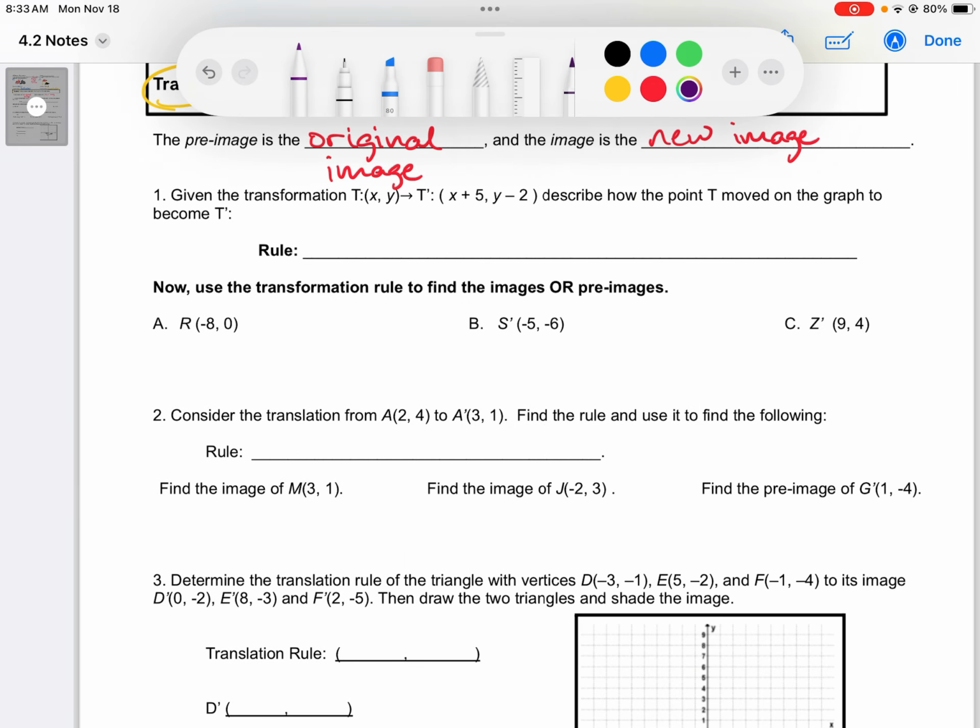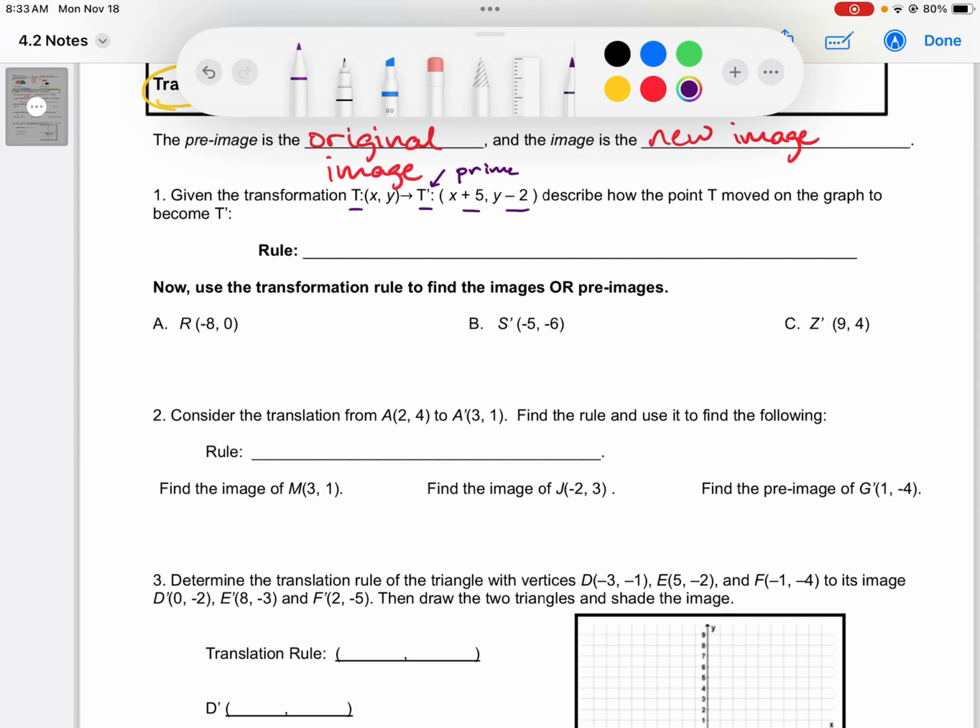So moving on now, we've got some examples here, and for question number 1, it says, given the transformation, T, located at points X and Y, you're transforming it to +5, -2. We've got to figure out what those mean. And the first thing I really want to point out to you is this little symbol right here. It's referred to as a prime a lot. So we have T and we have T prime.